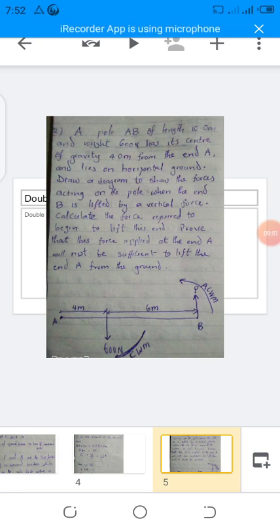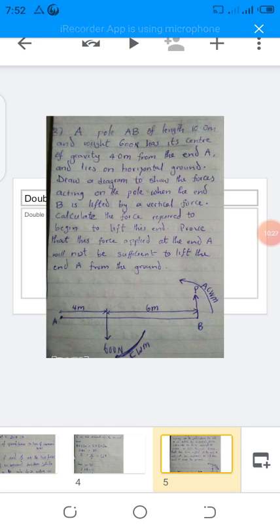The pole AB lies on horizontal ground. Draw a diagram to show the forces acting on the pole when the end B is lifted by a vertical force.